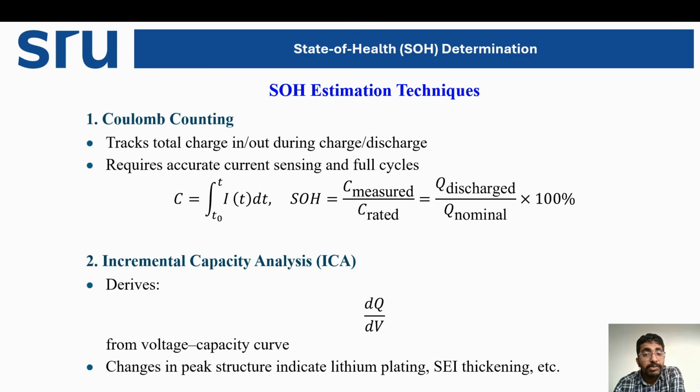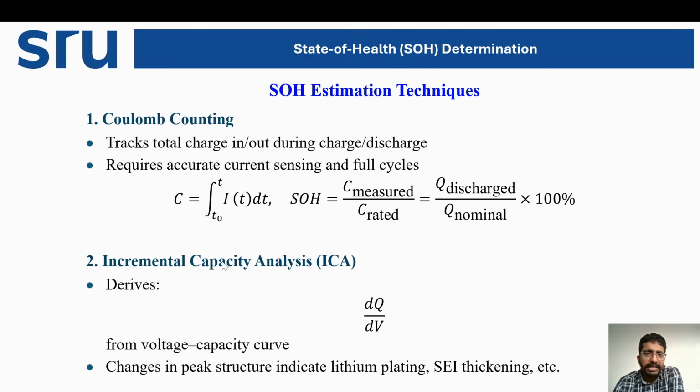Now coming to the state of health estimation. We have just seen what state of health is. Here now we will see state of health estimation. Here also the Coulomb counting method is there. It is somewhat similar to the state of charge estimation. Here state of health is nothing but measured capacity divided by rated capacity, or Q discharge by Q nominal. And C is nothing but the integration of the current, the total area covered by the current, that is showing the capacity.